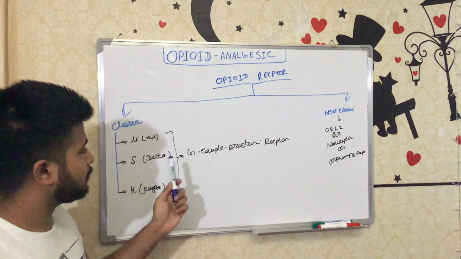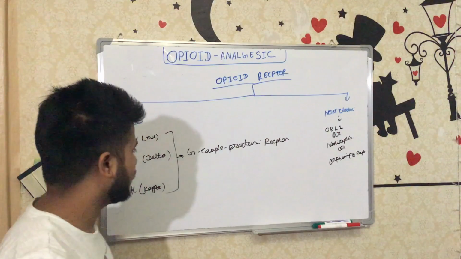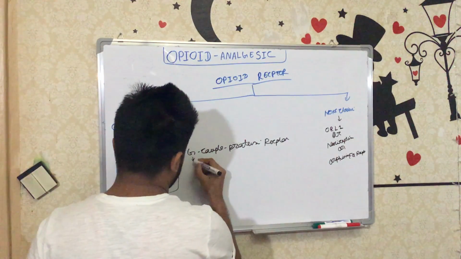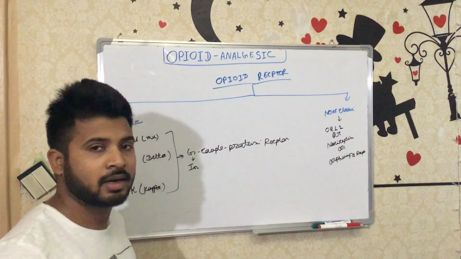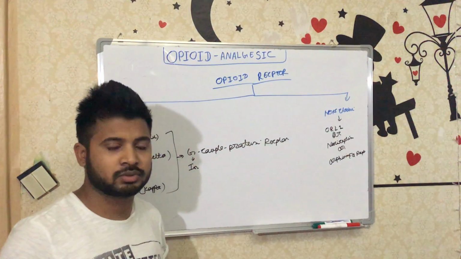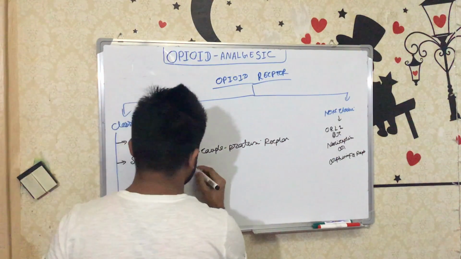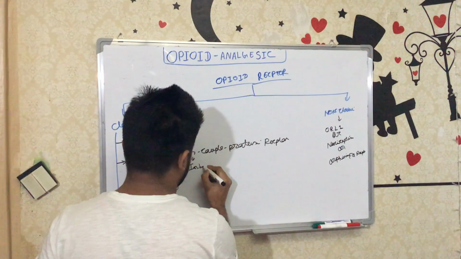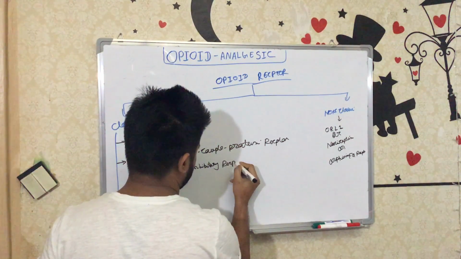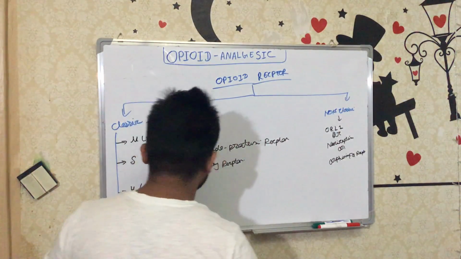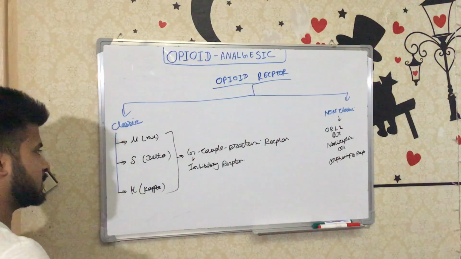And G-coupled protein receptor is divided into G stimulatory and G inhibitory. So this receptor is an inhibitory receptor, G inhibitory. It is coupled on the internal area of the cell, the internal area of the receptor, with the G inhibitory protein. So all three receptors are G-coupled protein receptors, that is, G inhibitory receptors.